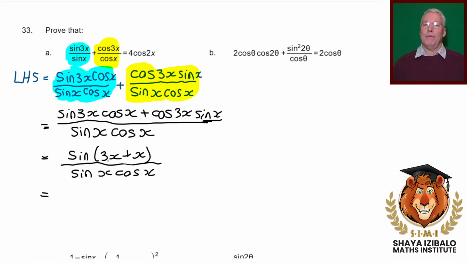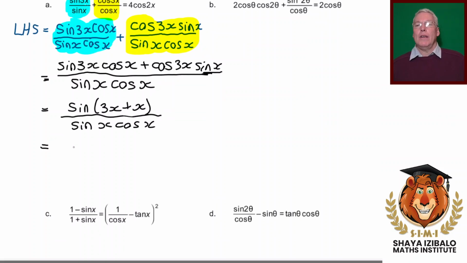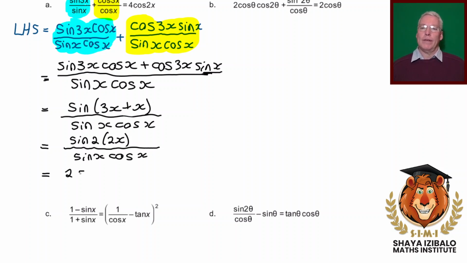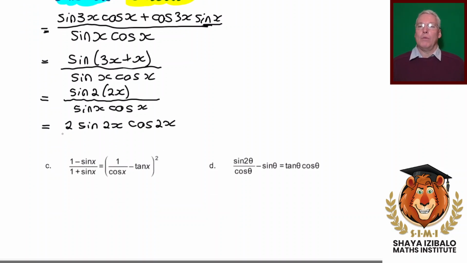Okay, so on the top we've got sine of 4x, but sine of 4x is sine of 2 lots of 2x. Sine of 2 lots of 2x is going to be 2 sine 2x cos 2x, right? So let's just write this down first. On the top we've got 2 sine 2x cos 2x, and on the bottom we've got sine x cos x.